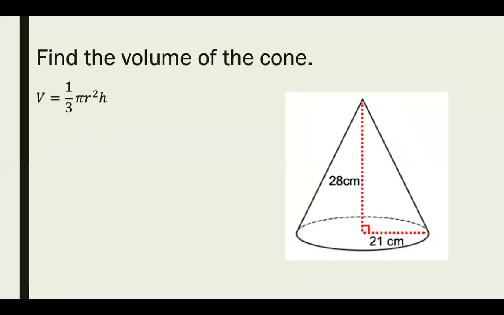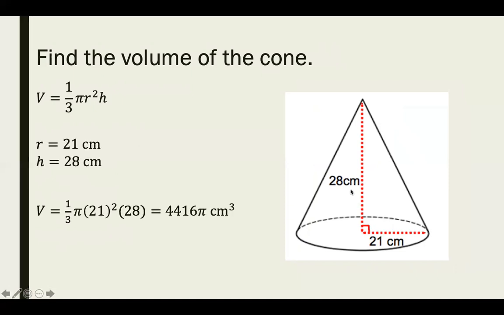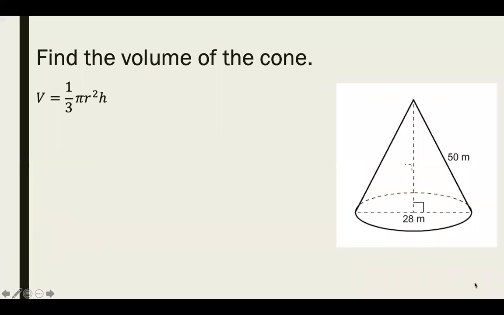All right, so let's find the volume of this cone. Well, we have the radius, it's 21. We have the height, it's 28. So we just plug them into our formula, and we get 4,116 pi centimeters cubed, which is approximately 13,000 centimeters cubed. All right, in our last example here, we are given the slant height of 50 and a diameter of 28, and we're going to find the volume of this cone.